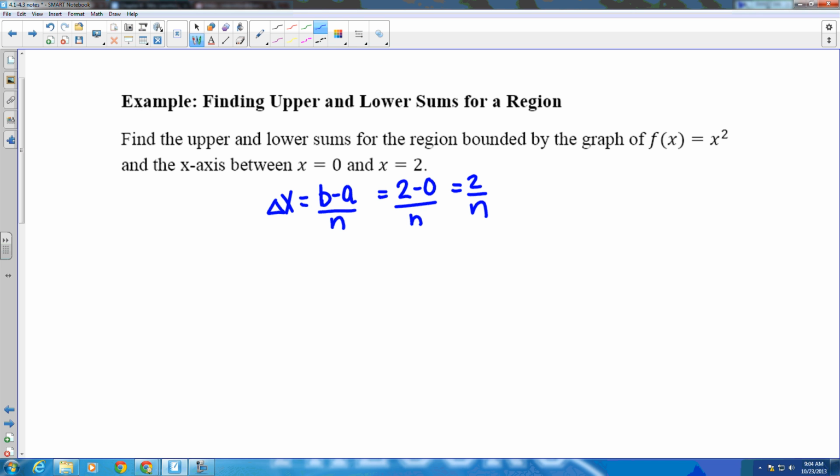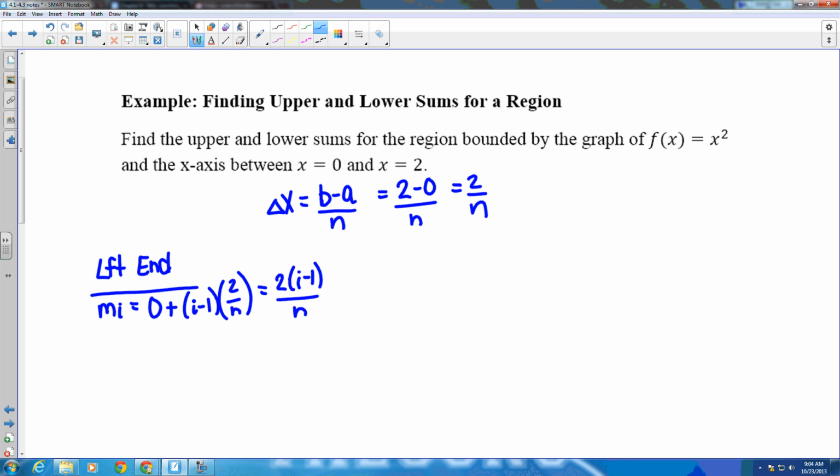And then we have two different endpoints: the left endpoint and the right endpoint. The left endpoint is little m_i. We do a plus (i minus 1), because we're trying to get to the left, times delta x, which is 2 over n. So our left endpoint is 2 times (i minus 1) over n. And our right endpoint is capital M_i, a plus i times 2 over n, which is 2i over n. So we're going to use both of those to make our approximations for the sum.